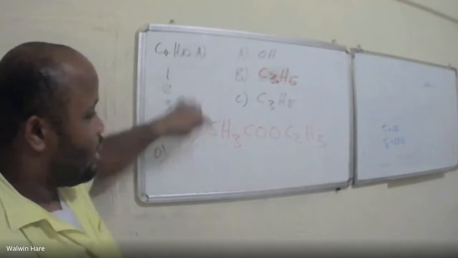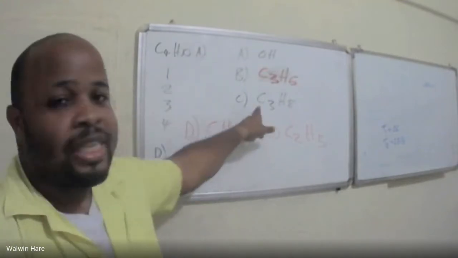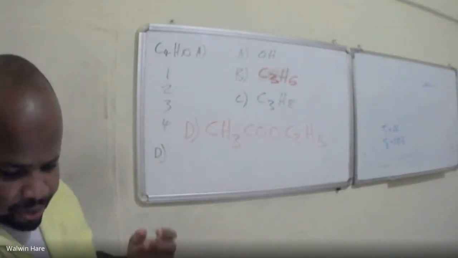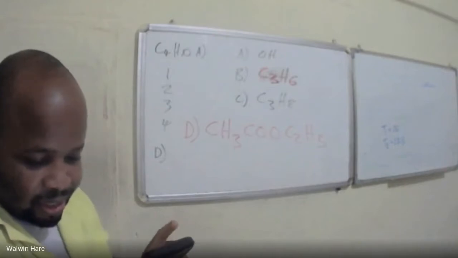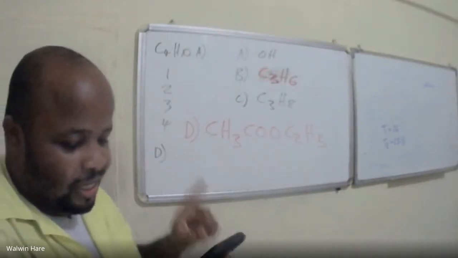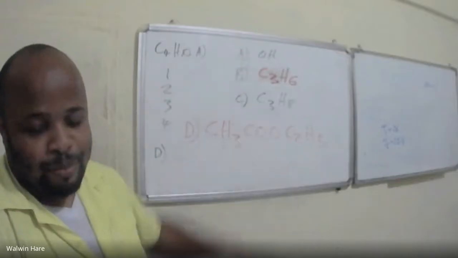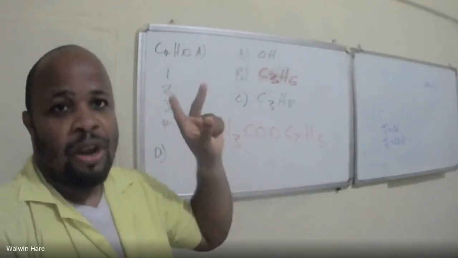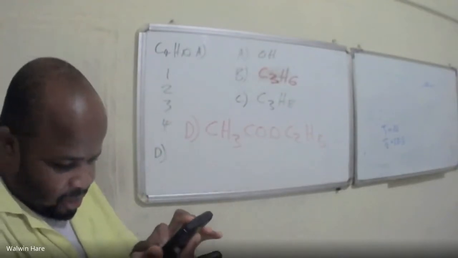So the question now: which of these substances is a saturated hydrocarbon? C, because C is the alkane. Then it says, which of the substances is a compound that is soluble in water? A, alcohol, right. That is correct.